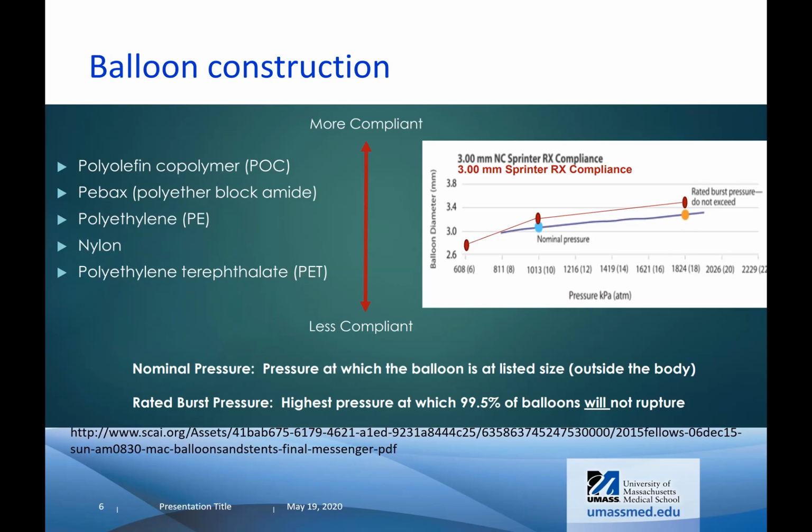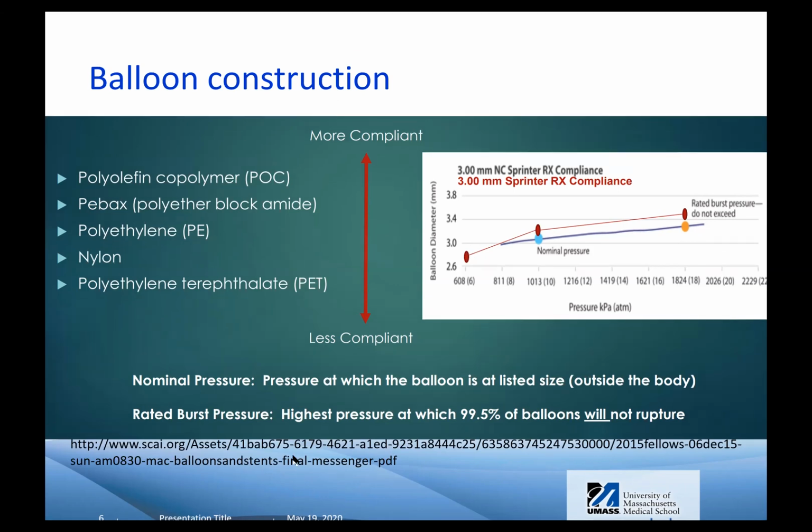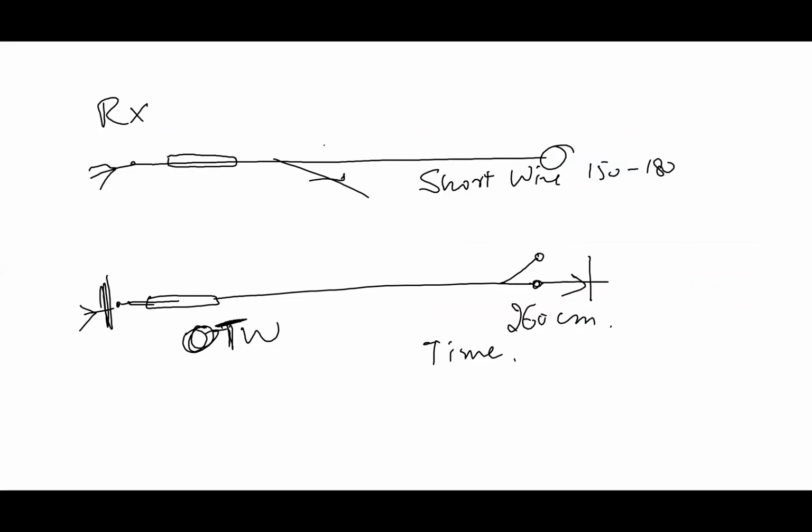The non-compliant balloon will become something like this. Let me show you what I'm talking about. So let's say this is the stent. It's not expanded fully in the middle. So you put a non-compliant balloon in here. It's going to stay like this. It will maintain its shape. So you make it larger, and it will become something like this.